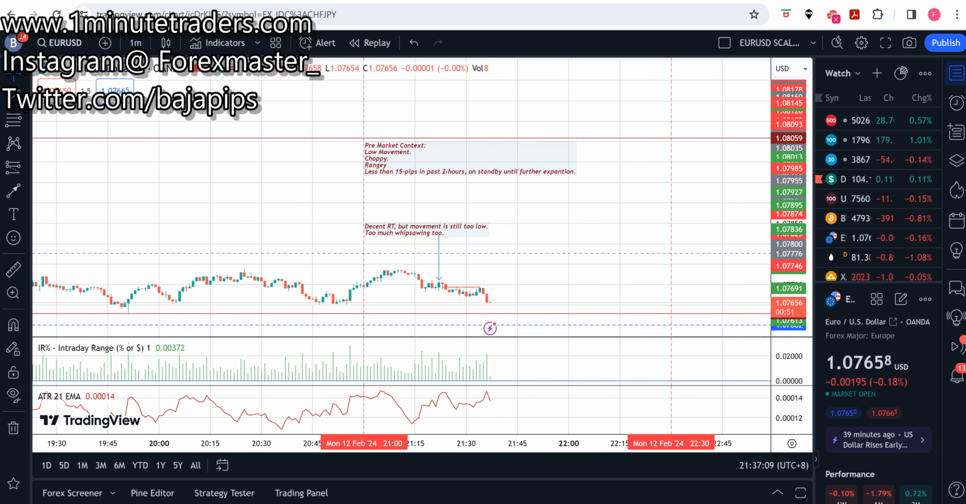Just a quick update. As you can see, I have a couple notes here. I have updated the context. I said that it's less than 15 pips in the past 2 hours. I'm on standby until further expansion. So far, we're still within that tight range.